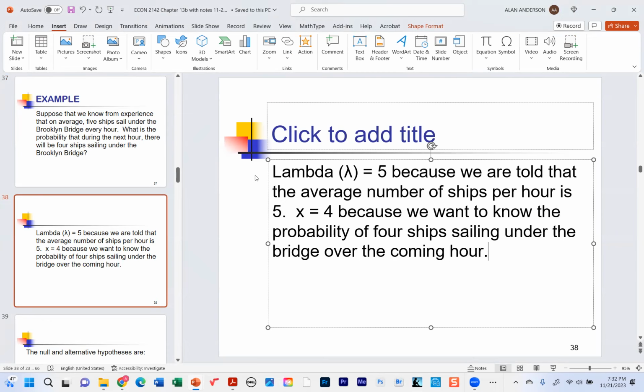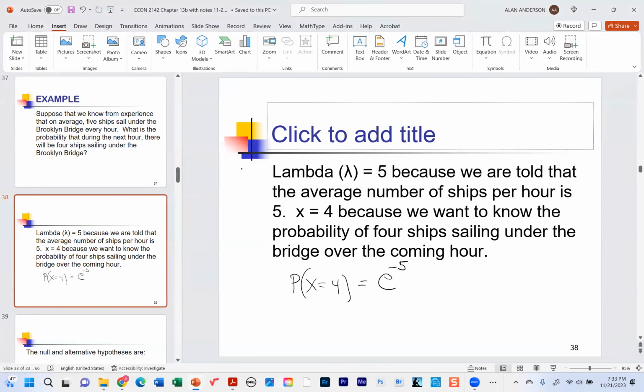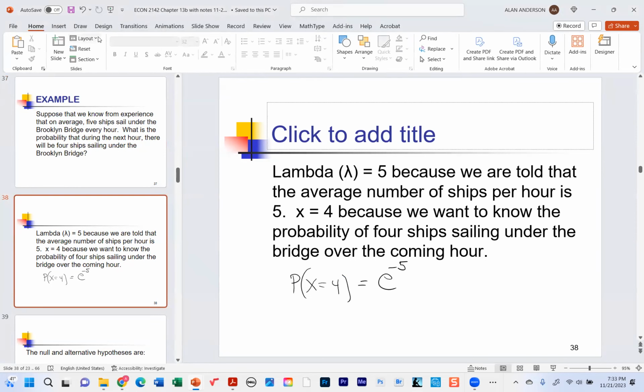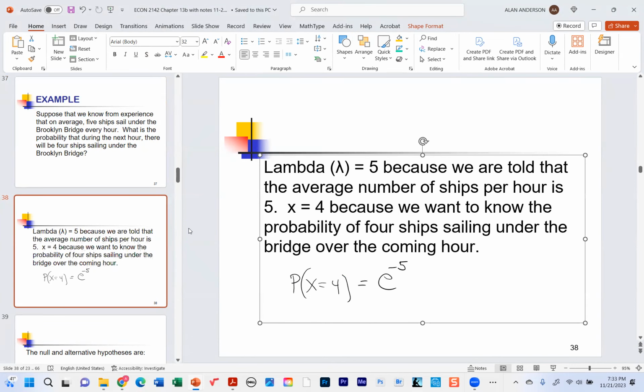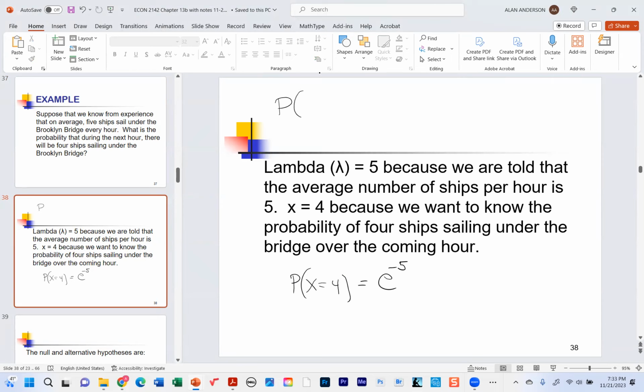All right, so that means we have, let me just quickly write in the formula one more time. So e to the minus, remember, lambda is 5. E to the minus 5, 5 to the 4th power divided by 4 factorial.